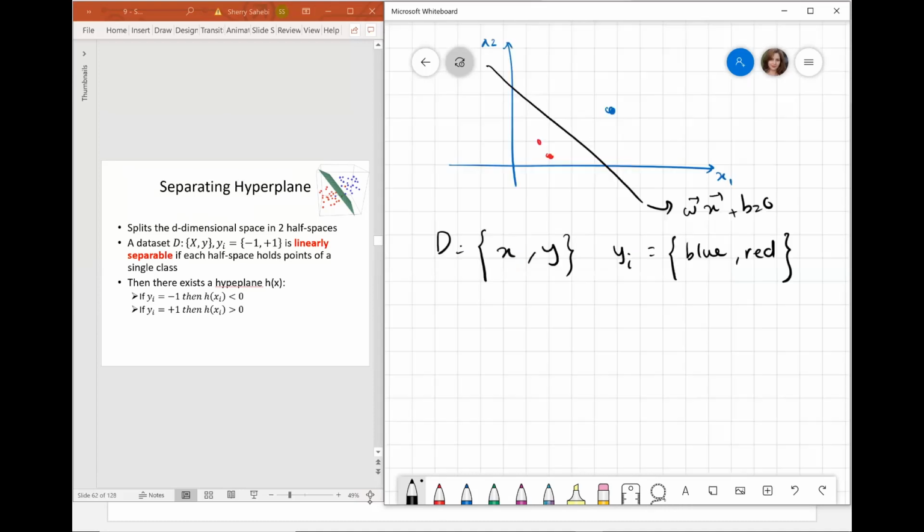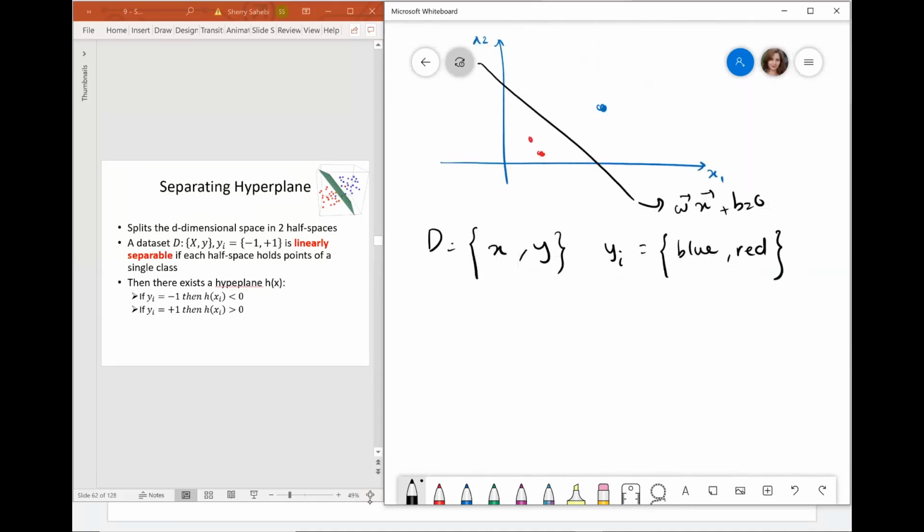What we are going to do is translate this blue label to +1 and translate this red one to -1. So whenever I see a blue label, instead of calling it blue, I will call it label number +1, and whenever I see a red, I'm going to call it -1. Okay? Why are we doing that?